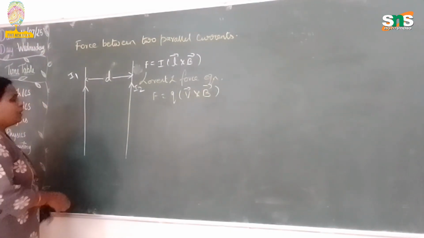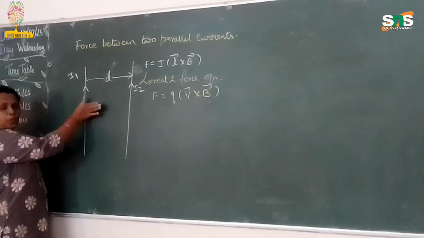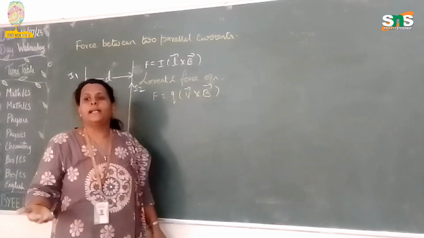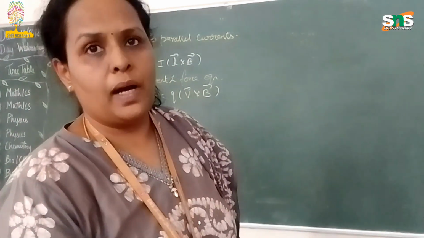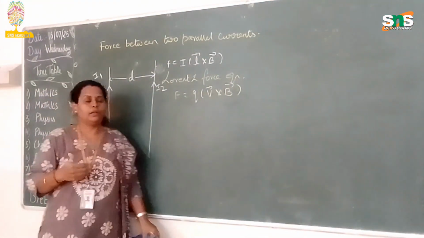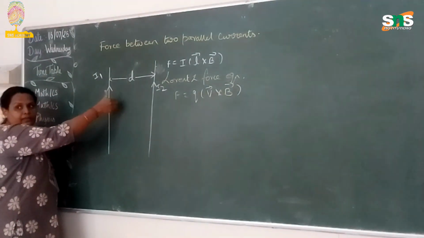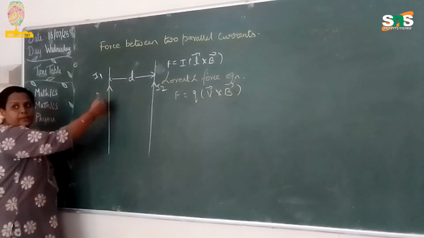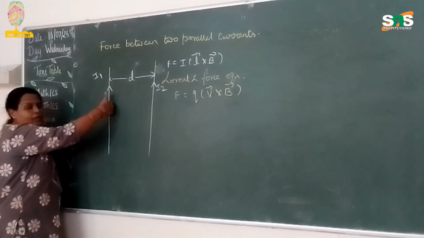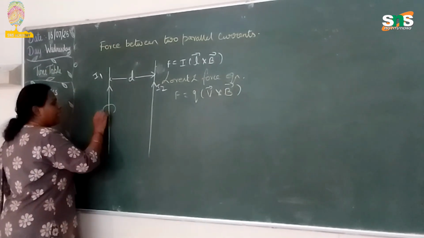According to our right hand thumb rule, if I keep my thumb in the direction of the current and curl my fingers, it gives the direction of the magnetic field. So my thumb is towards the direction of the current and I curl my fingers. It goes inside first and then comes out. So I can draw the magnetic field in the form of concentric circles like this.